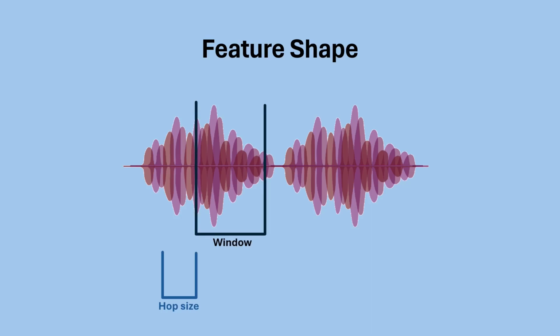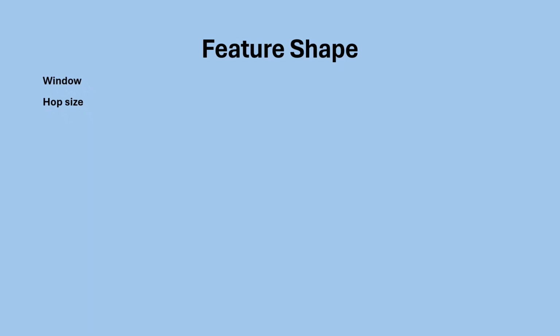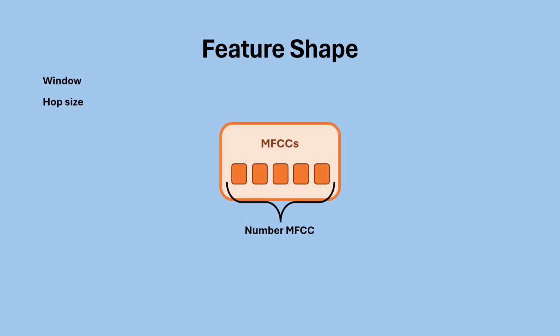There's two more parameters involved in how much data we can put into the model at once. The first is number MFCC. This is how much resolution each MFCC calculation should have. This is actually going to be a relatively small number. For our purposes, it's just 13. That means each time we calculate the MFCCs for a window of audio, we're going to get 13 numbers spit out.